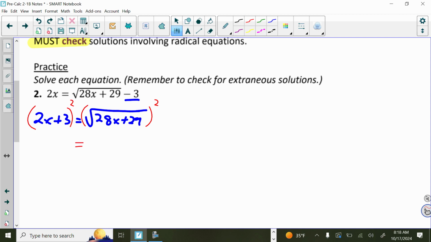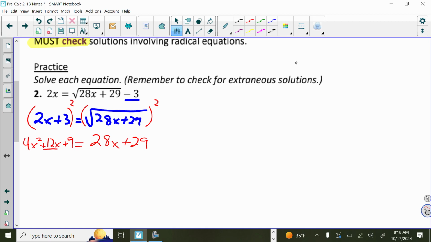So on the right side, I'm going to end up with 28x plus 29. And on the left side, squaring this. Now remember, it's a binomial squared. It's going to make a trinomial. So we should get something like 4x squared. Remember, you got a middle term. That's going to be 3 times 2x is 6x. And another 6x would make 12x. We got to FOIL that out. Don't forget about that. And 3 squared would be 9. A lot of people forget about this middle term there.